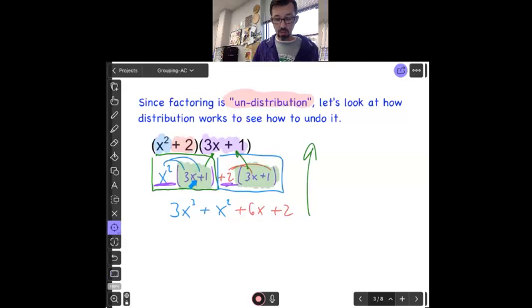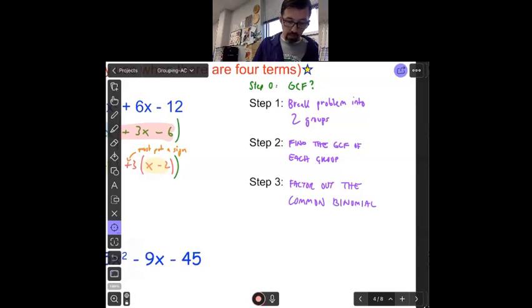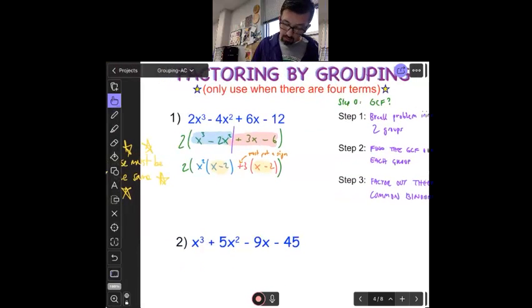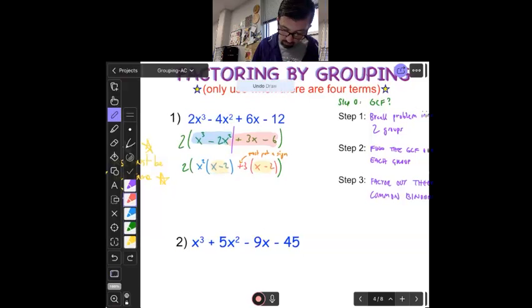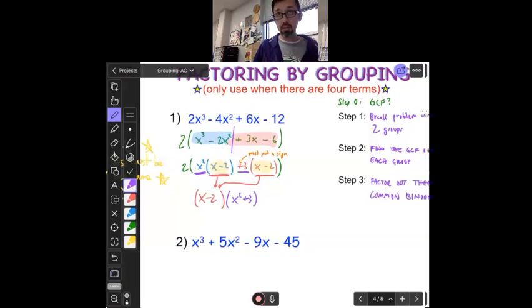So when we factor out the common binomial, what we're talking about is that thing I was saying: these have to be the same. There's a reason they have to be the same, because they have to be common. If they're not common, then we can't factor it out. So when we factor out that common binomial, I'm talking about the x minus 2 here. So we'll get x minus 2. Those come together. Then we look for our leftovers, which is the x squared and the 3, and those go together. See why we needed the plus sign in front of the 3, because it's x squared plus 3. And then don't forget about that 2.